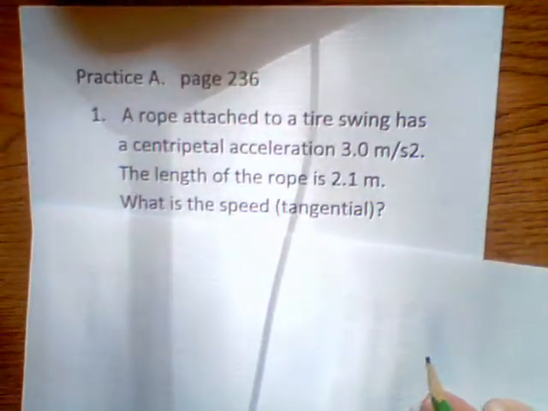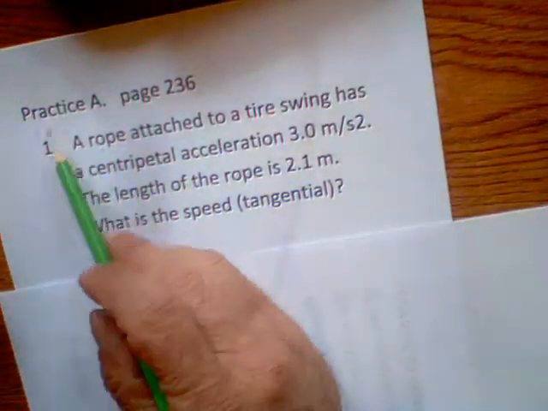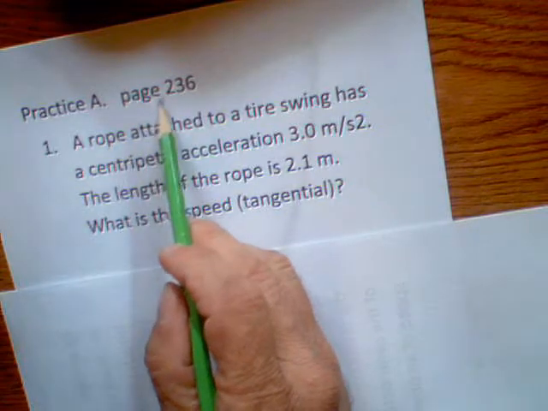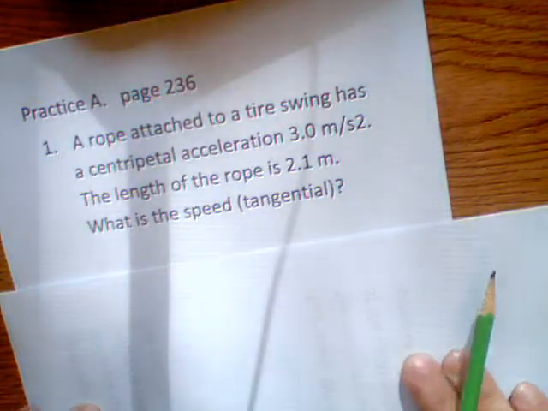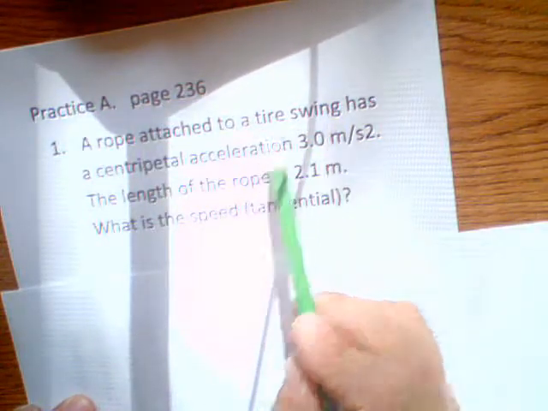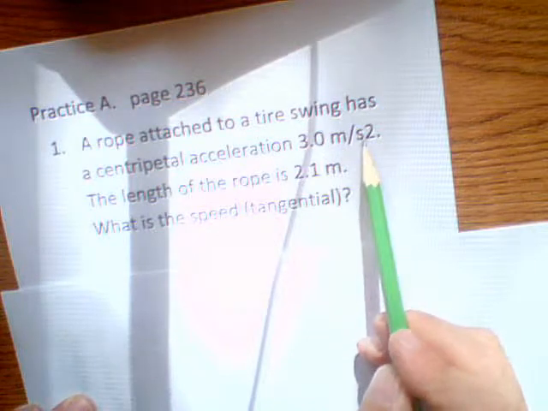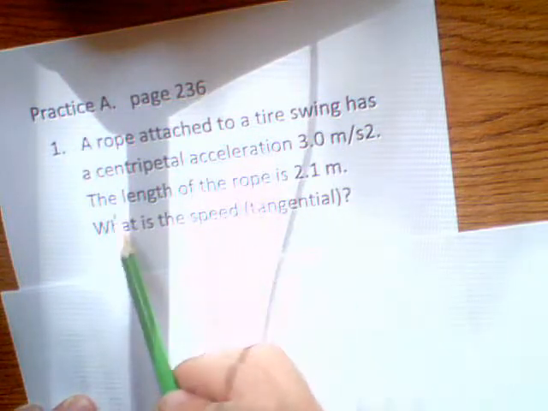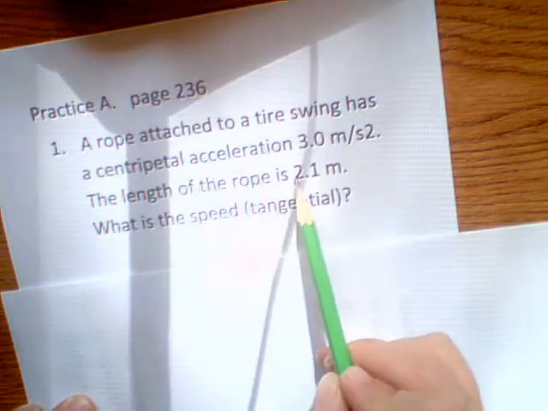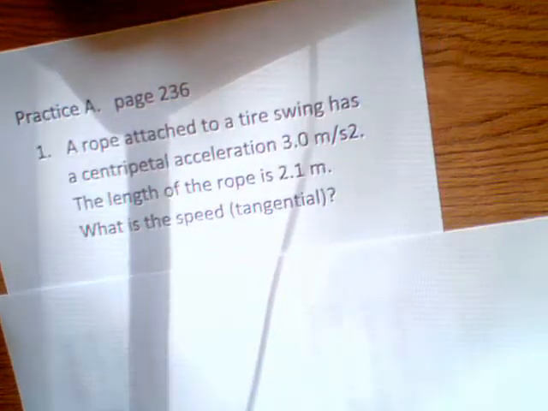All right, and then this is a problem in your book. This is practice A, page 236. I just rewrote the question. A rope attached to a tire swing has a centripetal acceleration of 3 meters per second squared. The length of the rope is 2.1 meters. What is the tangential speed?